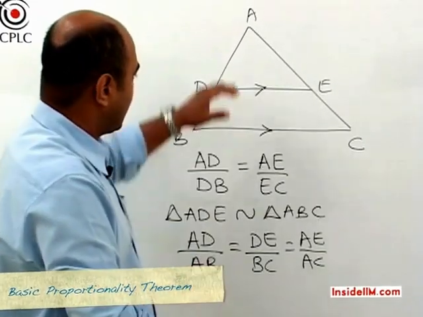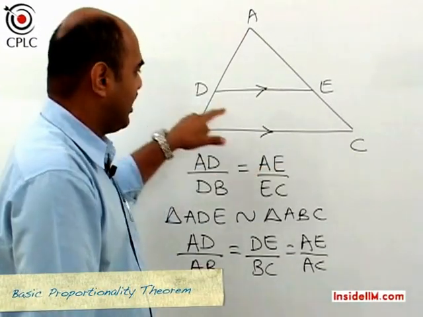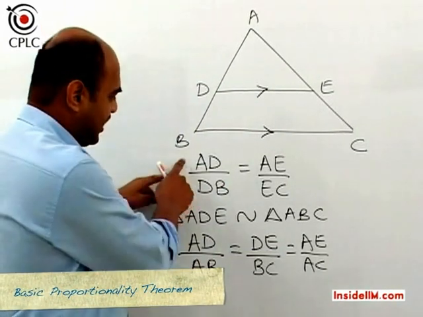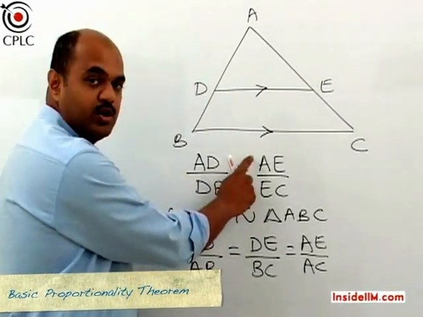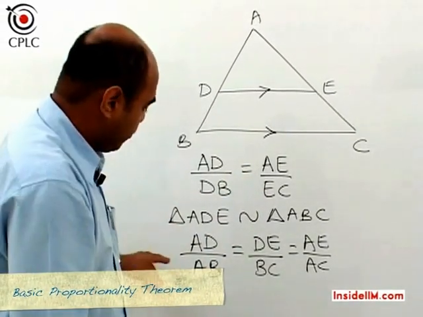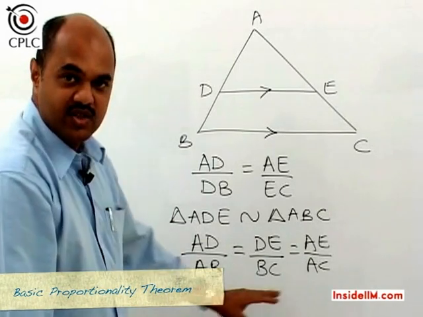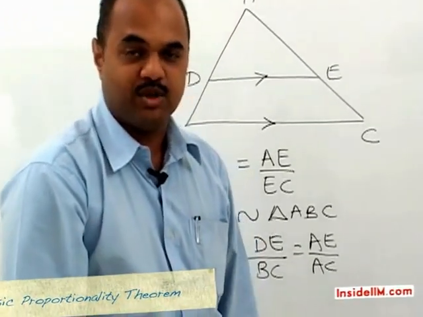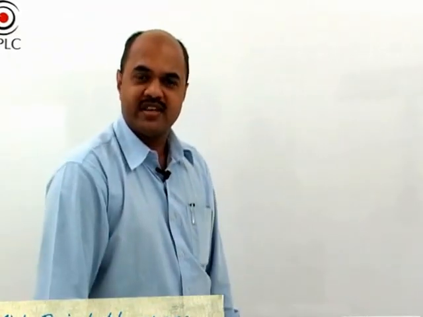So when we look at this triangle ABC, and if we have DE parallel to BC, then BPT would state that AD upon DB is equal to AE upon EC. And then through similar triangles, we can also arrive at these three corresponding sides of the triangles being in the same ratio. Let's move on to our second theorem, which is called the midpoint theorem.